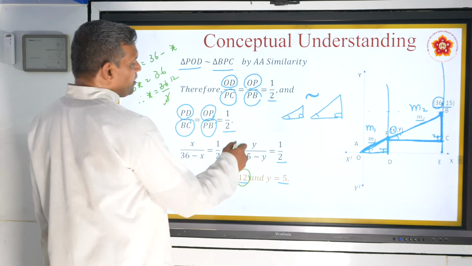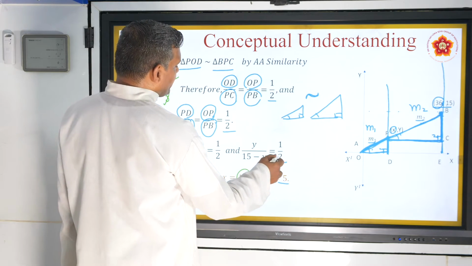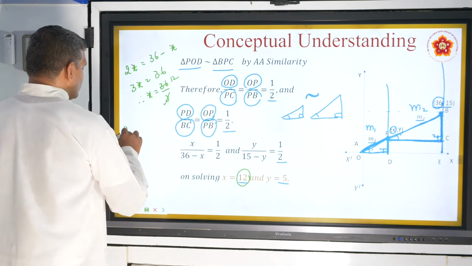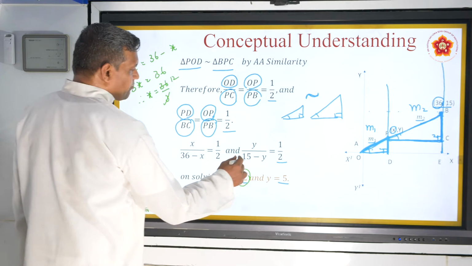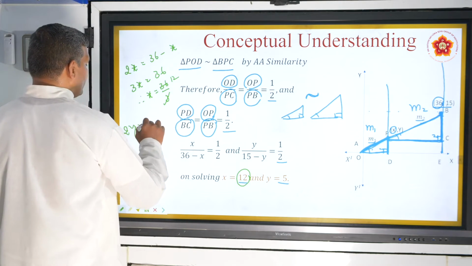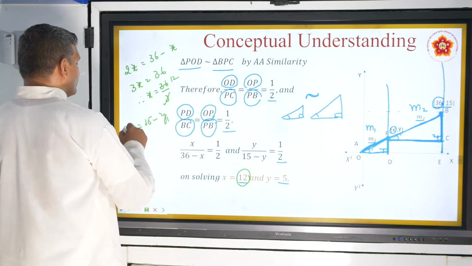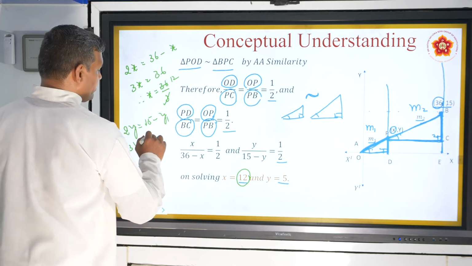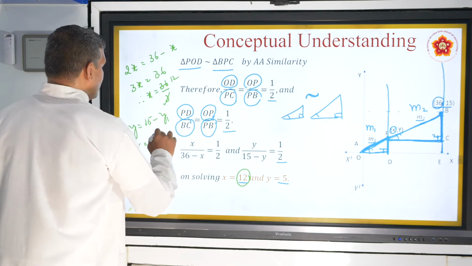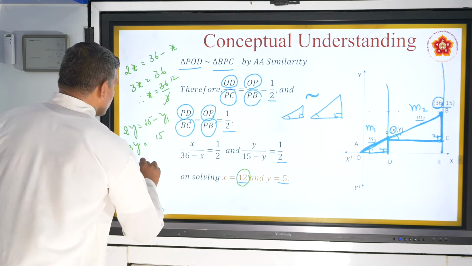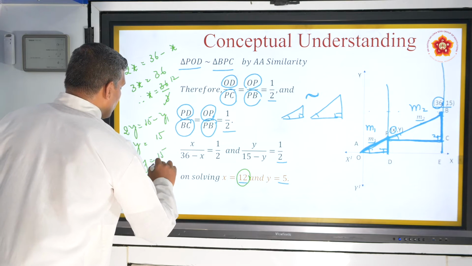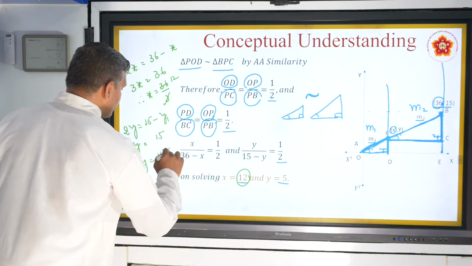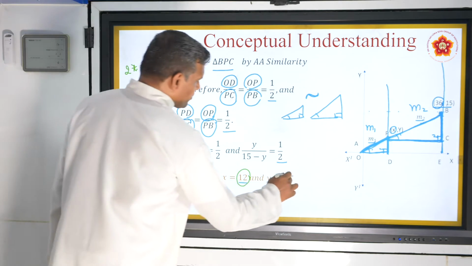Then you have to find the y value. Once again cross multiply. 2y is equal to 15 minus y. You bring y to this side, then it becomes 3y. So 3y is equal to 15, now y is equal to 15 over 3. Yes, y is equal to 5.